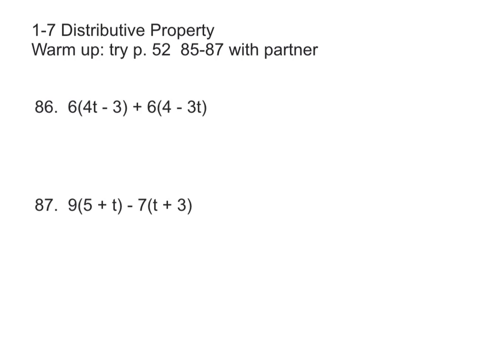Okay, so now reviewing the distributive property, if you tried problems 85 through 87, for number 86, I'm going to go over two of them. For number 86, you see that you have two sets of parentheses. So for this particular problem, you need to do the distributive property twice. So if we take the 6 in the first one and we distribute, that's 24t minus 18. And then the second distribution, this is a plus, so we're going to have a positive 6 times 4 is a positive 24, and a positive 6 times a negative 3t is negative 18t.